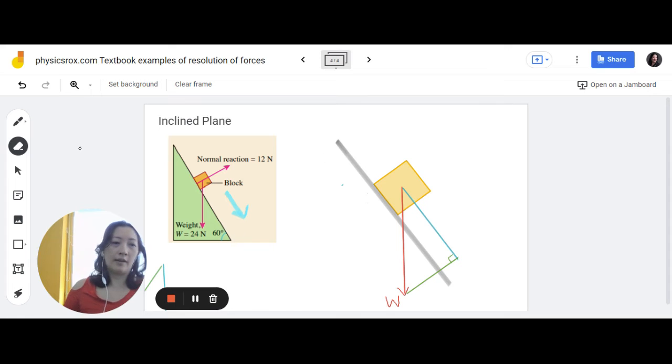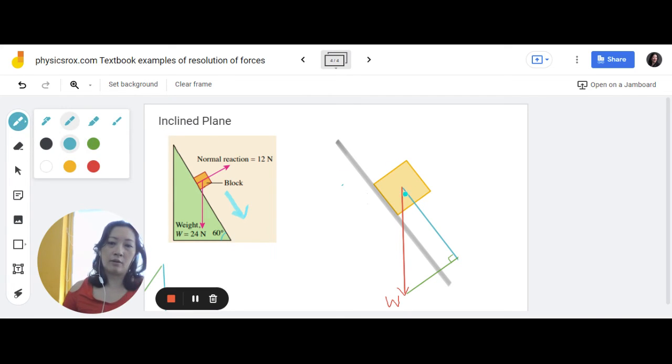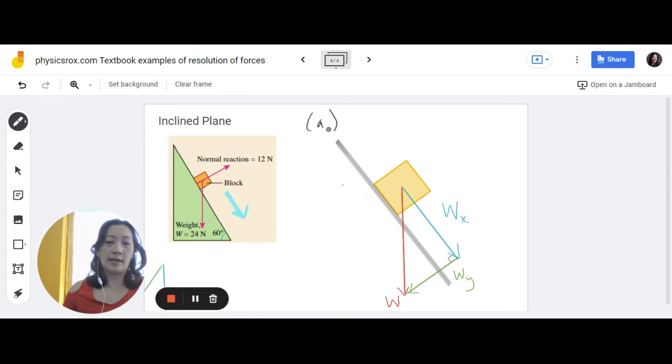rub off. Now, the arrow of the weight is moving down. So, going down, that means this blue line arrow is this way. We will call this Wx. And this one is this way. We will call this Wy. So, this is how we can draw the components. This is the answer for example 2A.